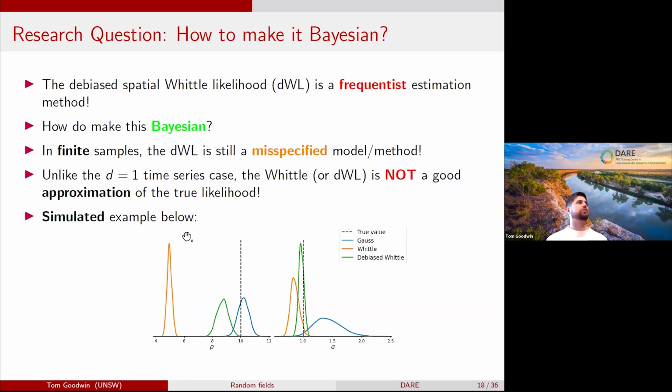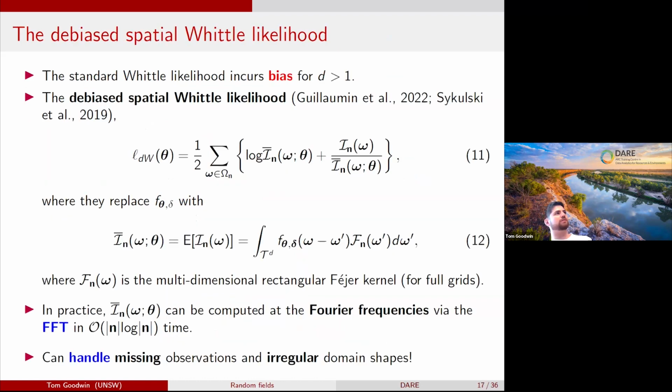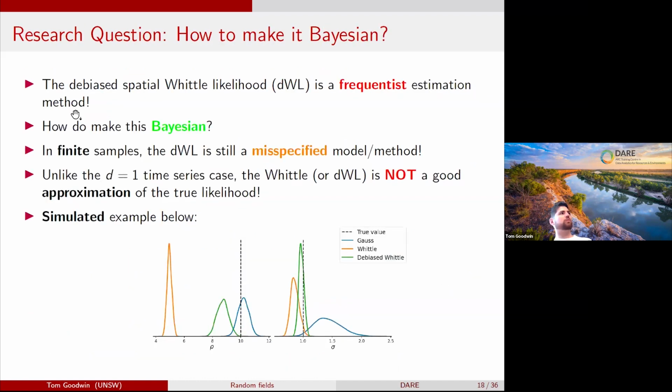And you may say, oh, that's great, we can just do that and it's all good. But the problem is that this is still frequentist. The two papers that formalized this studied it in the frequentist sense. And as Bayesians, we want to make this Bayesian, but we know that in finite samples the Debiased Whittle likelihood, which I'll denote as DWL, and even the Whittle likelihood, are misspecified. It's a misspecified method or model, because in finite samples it's not exact. It's only asymptotically that it's exact.